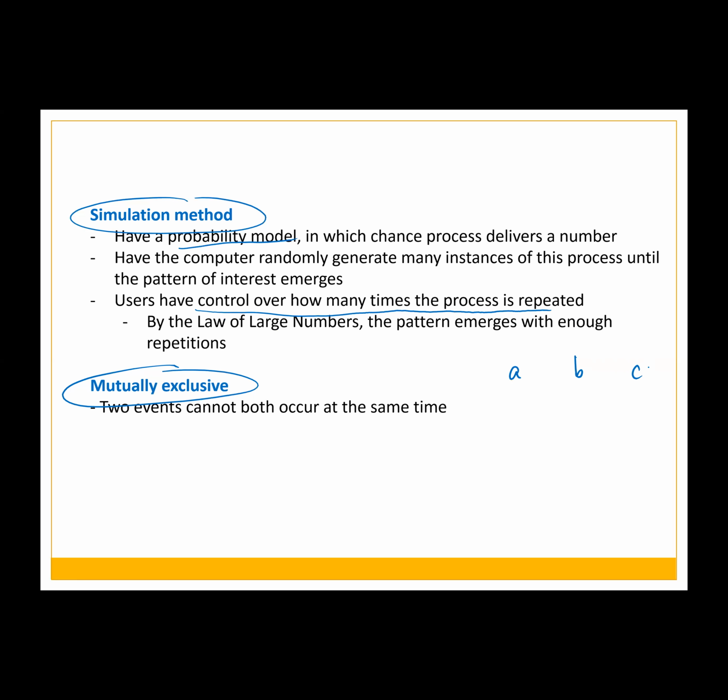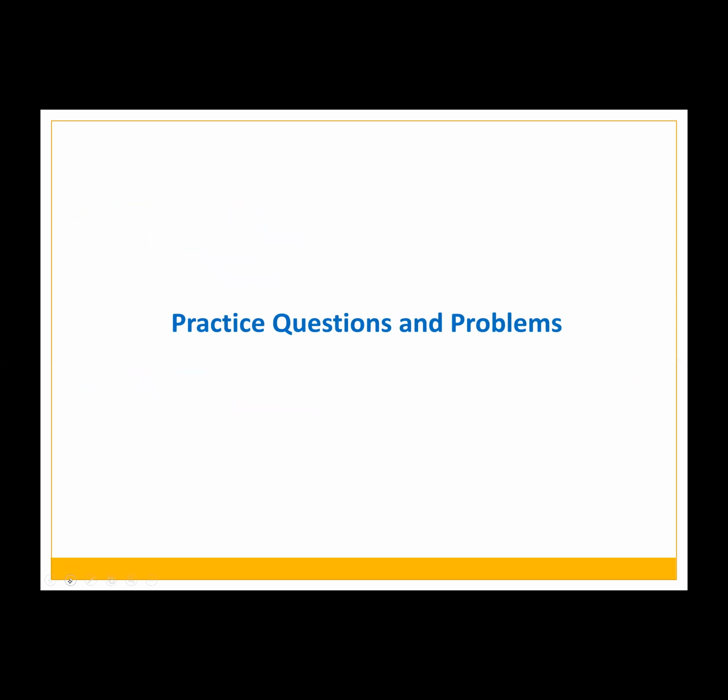And this concept should be noted to be different from independent. Independent is between different trials. If you do trial 1 and do trial 2, they don't have anything to do with one another. But mutually exclusive is usually about one single trial, and you're talking about different possible outcomes in that trial. To understand that better, I would highly recommend trying out practice questions and problems.